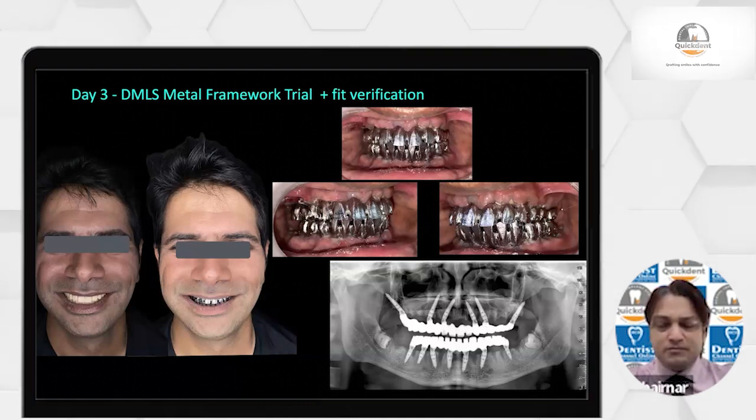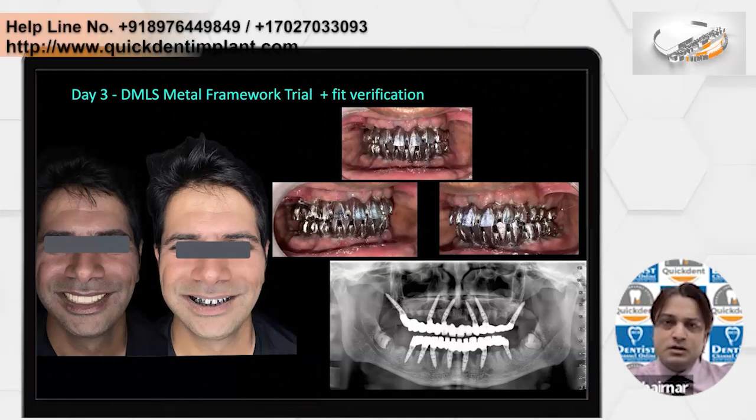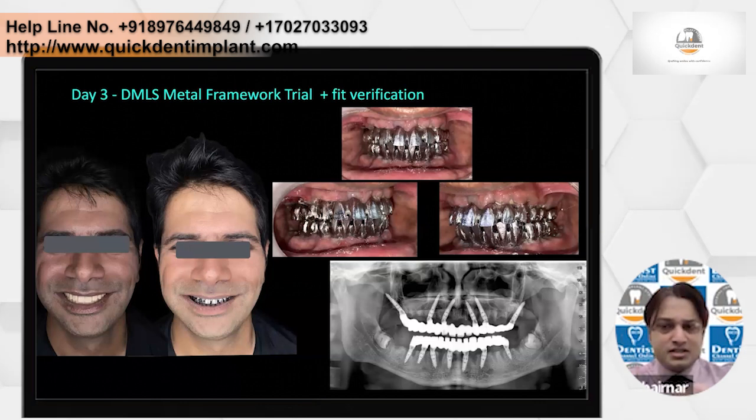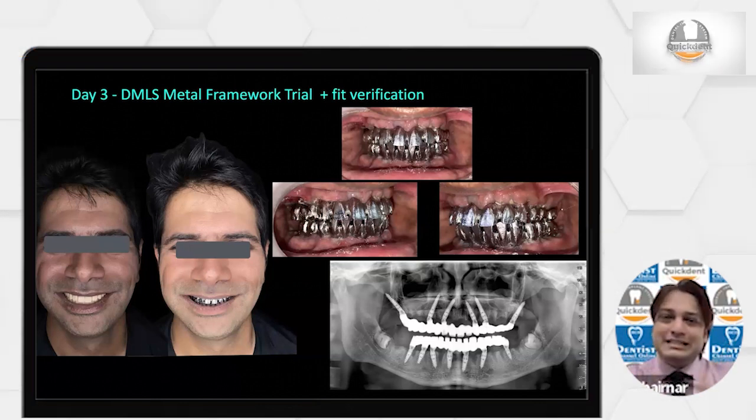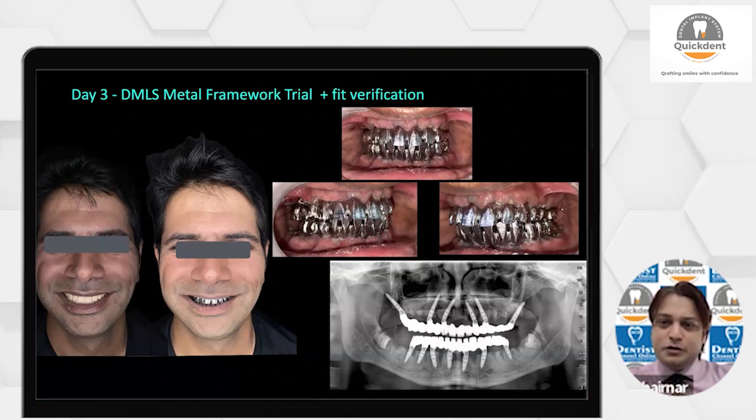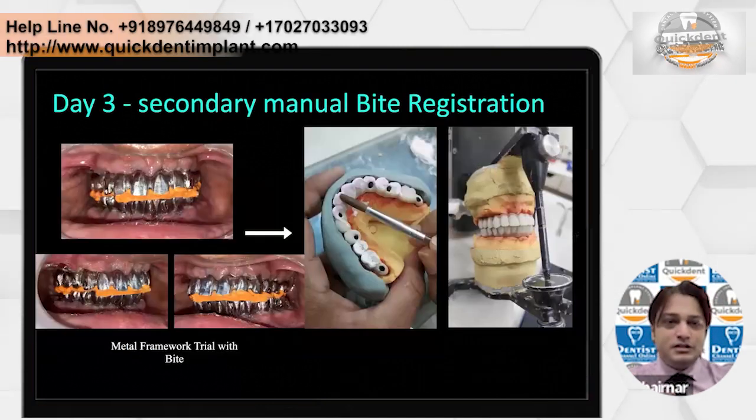This procedure is the same. Metal trial, how you do it: you do the jig, you do one screw test, fit verification, x-rays, everything is the same as the analog method. So you're doing digital and coming back to analog method, digital and coming back to analog method, right? So this is done.